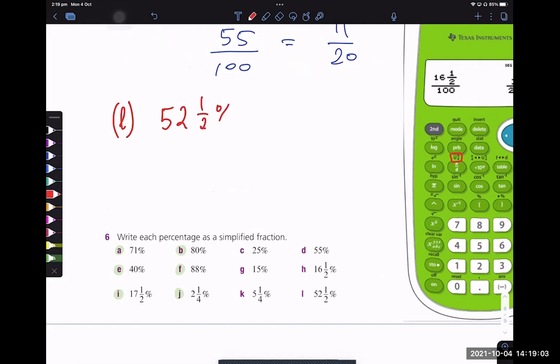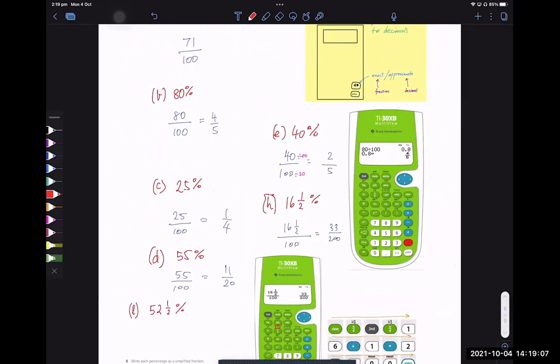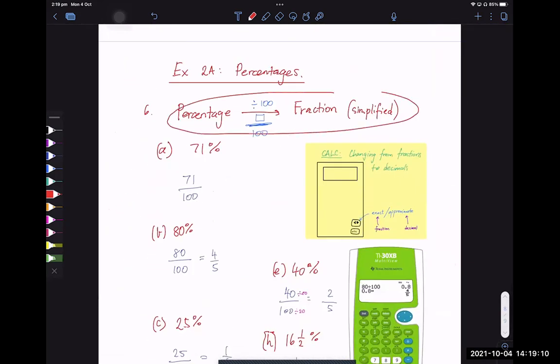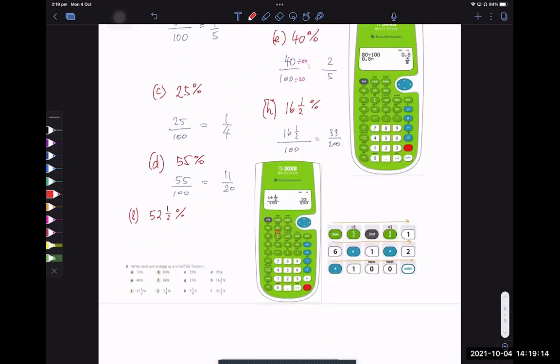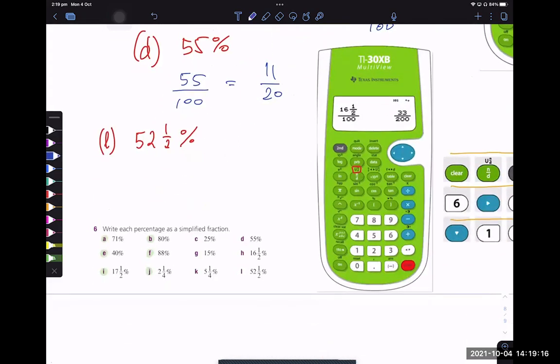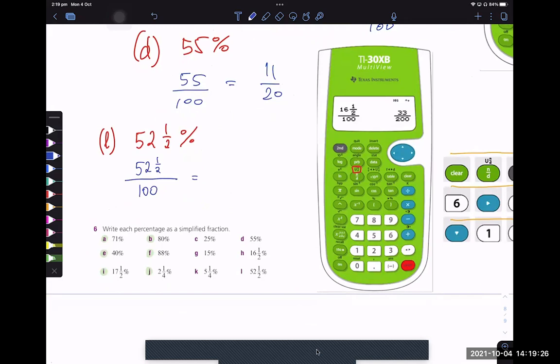52.5%. So we know if we want a percentage and we want to get to a fraction, we just have to divide by 100. Okay, so let's do that. We're going to get 52 and 1/2 all over 100. Okay, let's go. Do you want me to go to the calculator so you can see how I type it in? Yes, please.